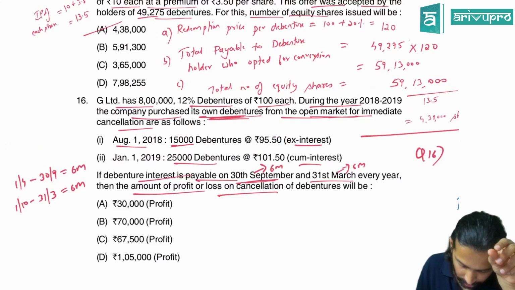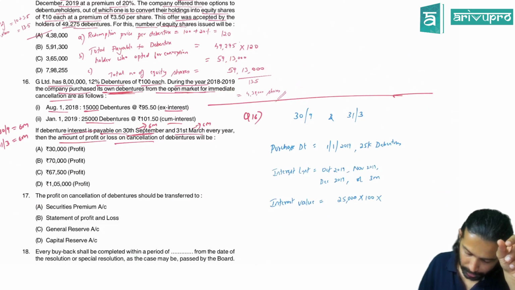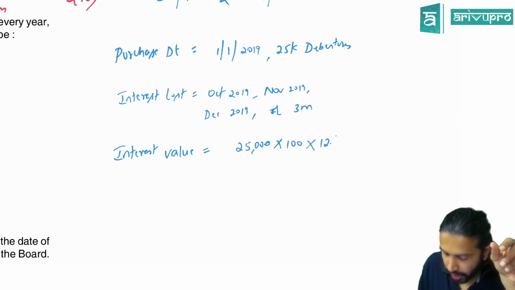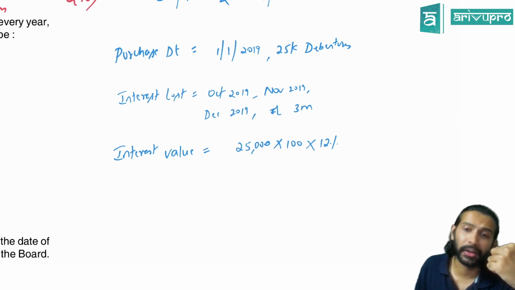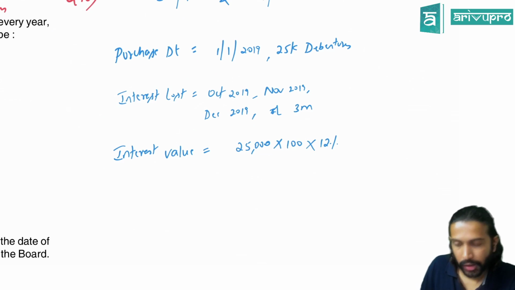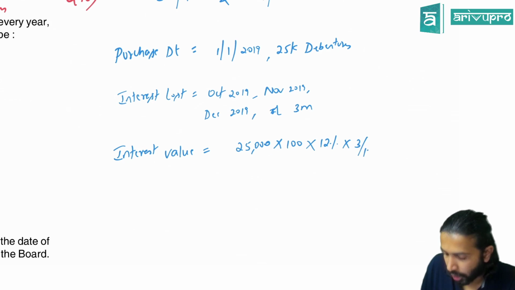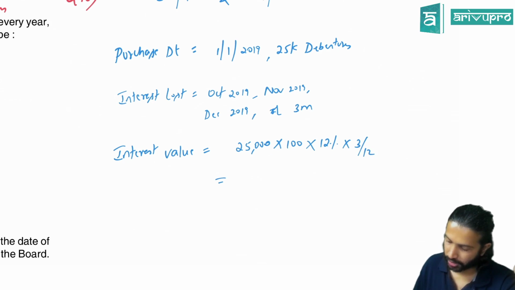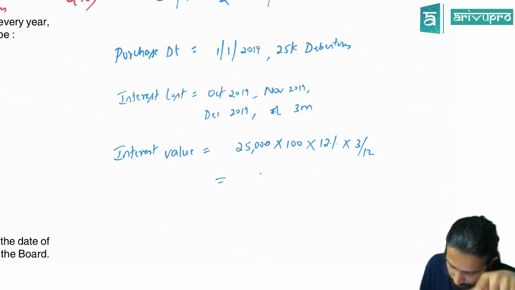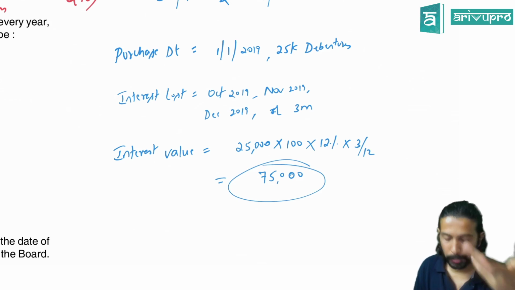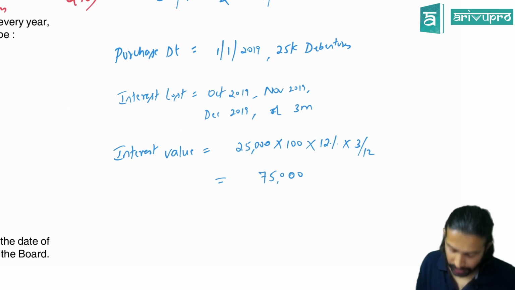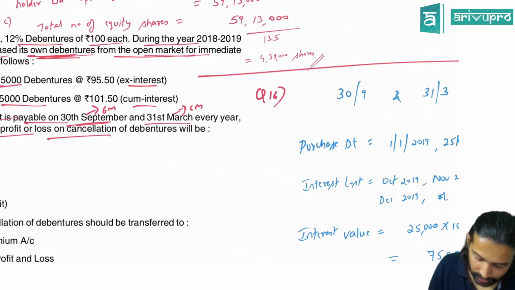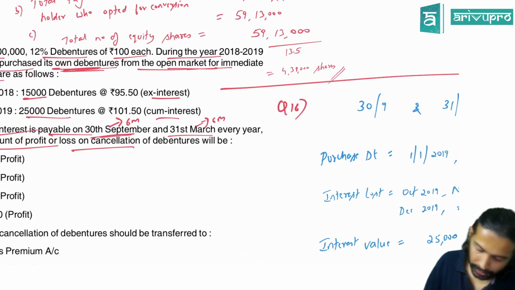What percentage debentures are these? 12%. 12% means you will get 12% interest, but that 12% is for the whole year. How many months interest have I lost? 3 months. So for 3 months, how much? 25,000 into 100 into 12% into 3 by 12. If you calculate, you get 75,000 as the interest lost by the seller. Hence, the company is paying 75,000 as interest. This 75,000 is included in this value, hence they refer to it as cum interest.